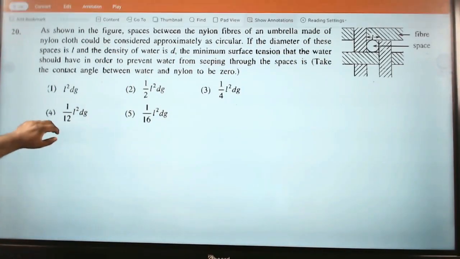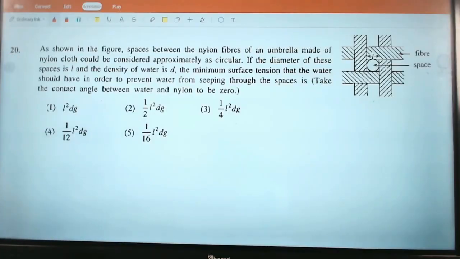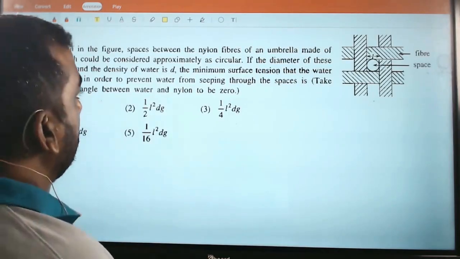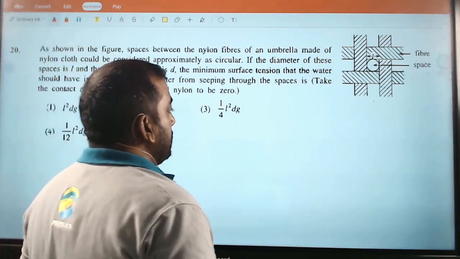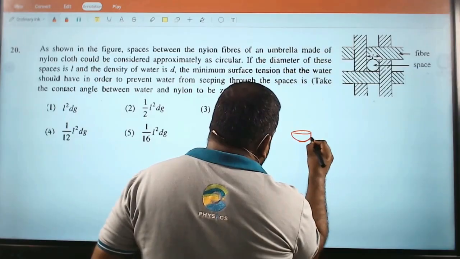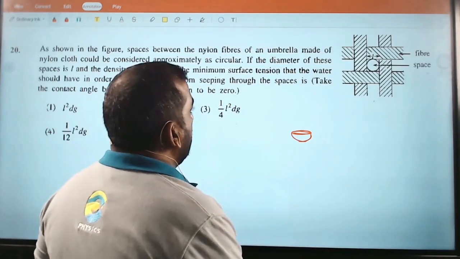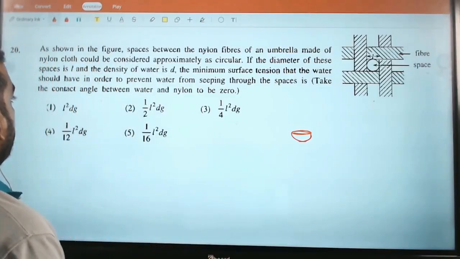MCQ 20. As shown in the figure, the spaces between the nylon fibers of an umbrella made of nylon cloth will be considered approximately circular, with diameter L and density D. What is the minimum surface tension of water required to prevent water from seeping out? So look at this carefully. Like this the water droplet will be there, around the circumference.